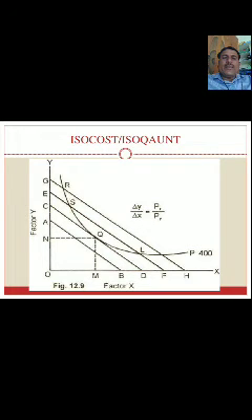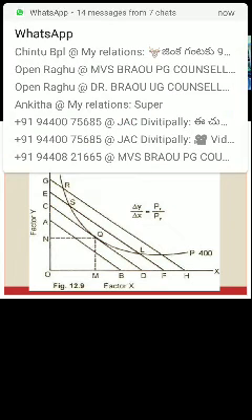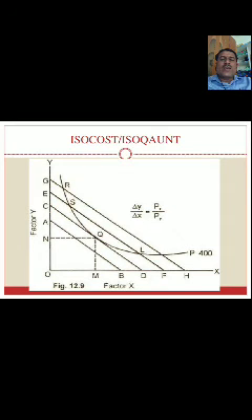The slope of the isocost line depends on the prices of the factors. For example, what is the price of a labor unit and what is the price of a capital unit? These determine the slope of the isocost line. Here A, B, C, D, E, F, G, H, four isocost lines are there, almost parallel to each one.